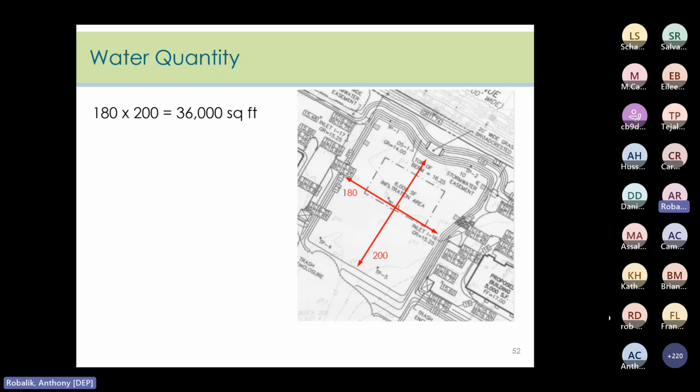So the first one to check is the bottom of the basin. It's roughly 180 feet by 200 feet here, or 36,000 square feet. Of course, the basin really isn't an exact perfect rectangle, so it might be a little off, but somewhere around 36,000 square feet.